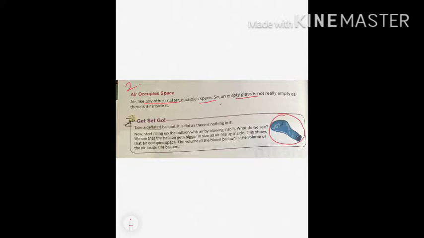Let us prove this with the help of an experiment. Take a balloon like this, a deflated balloon. What do you mean by deflated? Deflated means which has no air inside it. Now start blowing air in this deflated balloon. When we start blowing air in it, what happens to this balloon? It will increase in size. So that shows that the air occupies space. The volume of the blown balloon is the volume of the air inside. Now what is volume? The amount of space occupied.